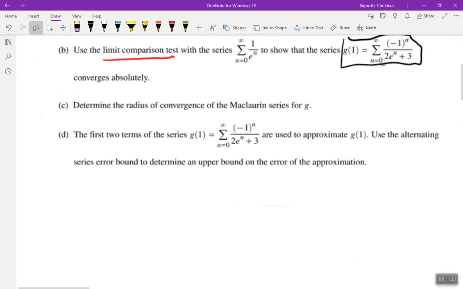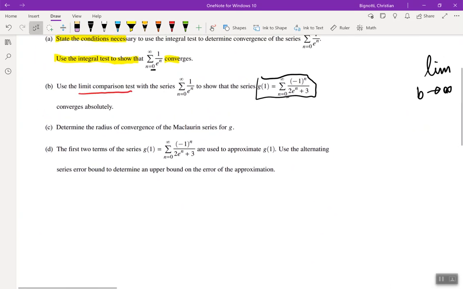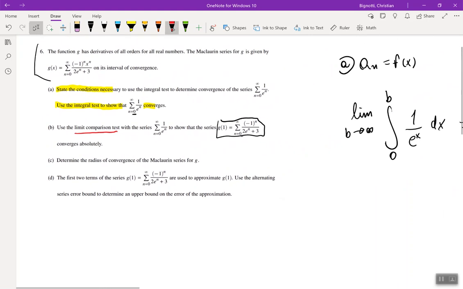So for C, it says determine the radius of convergence of the Maclaurin series for G. So this up here. For this, we need to use the ratio test.